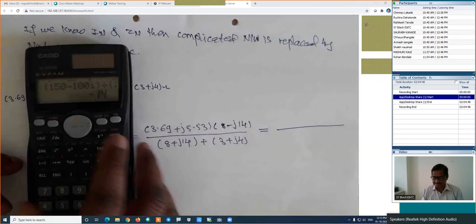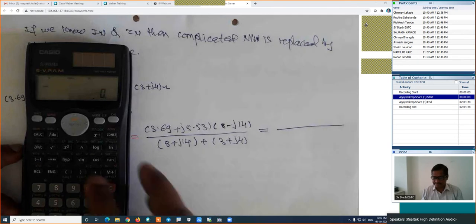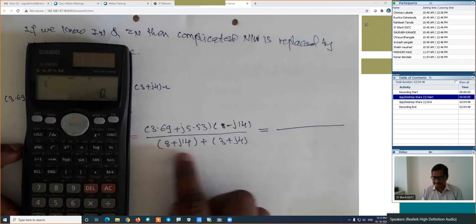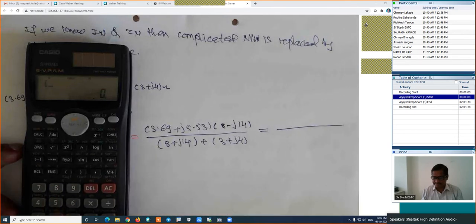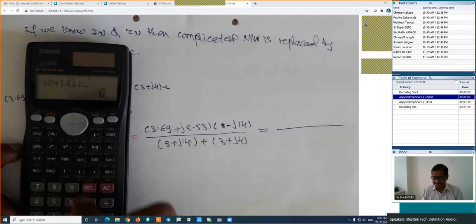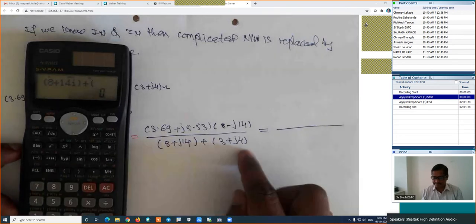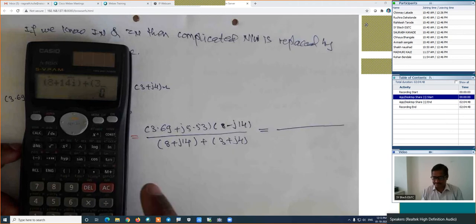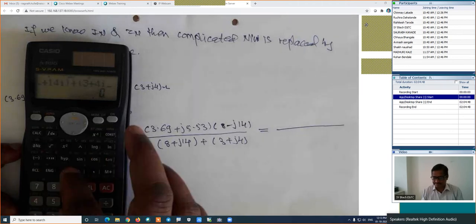I will use the calculator for both calculations. How is the denominator? Start bracket, it is 8 plus j14, that is 8 plus 14i, close the bracket, plus start bracket, this value 3 plus j4, 3 plus 4i, close the bracket, equal to sign.